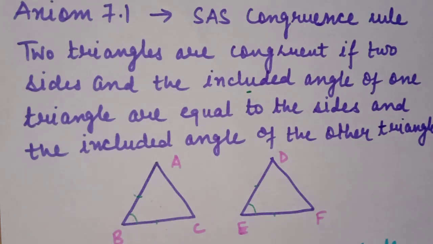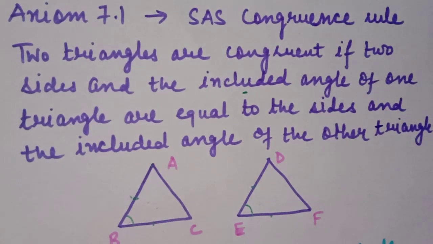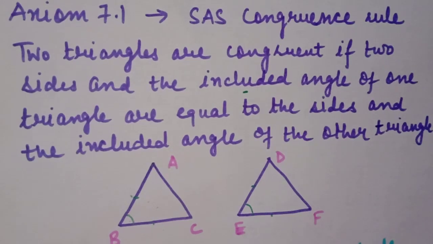Two triangles are congruent if two sides and the included angle of one triangle are equal to the two sides and the included angle of the other triangle. You have to learn this statement as well. So students, this is for our exam and we do not have any proof for it. So now we will switch to our first theorem, theorem 7.1.